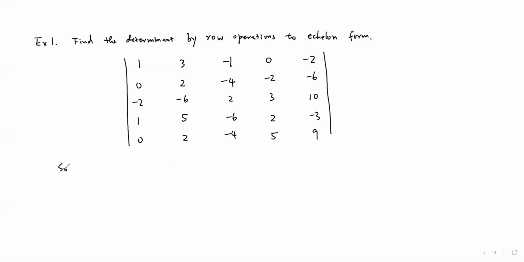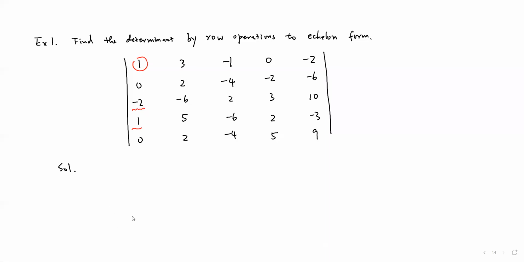Okay, now solution. To compute this determinant step by step, I reduce it to echelon form by forward elimination. First, I use this number to eliminate -2 and +1. So 2 times the first row added to the third row. This operation doesn't change the value of the determinant.